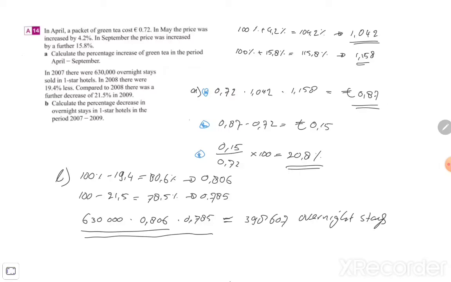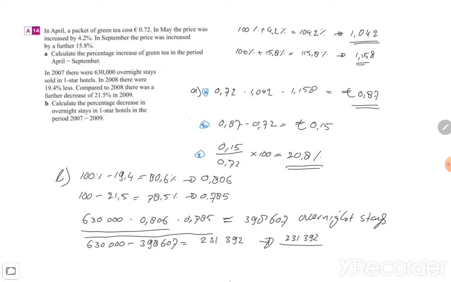To know the percentage decrease, we do exactly the same as at exercise A. So what is the difference between the 630,000 and that number, 398,607? That's 231,392.